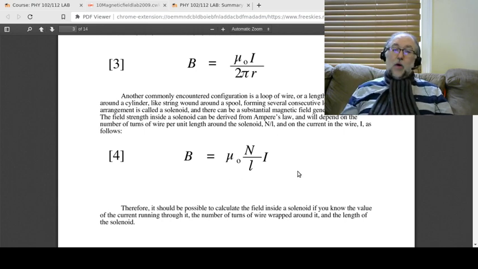Now a couple more things before I go on to the next part of the lab. The Gauss meter is a device which is used to measure magnetic fields, and they're very sensitive.